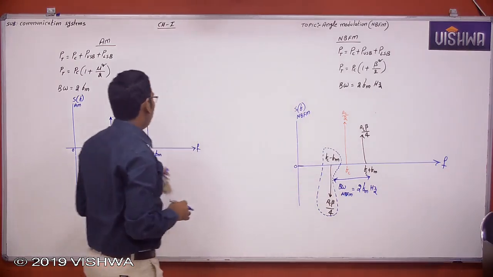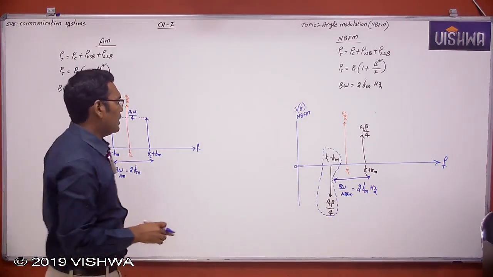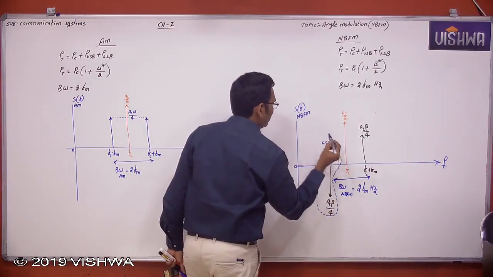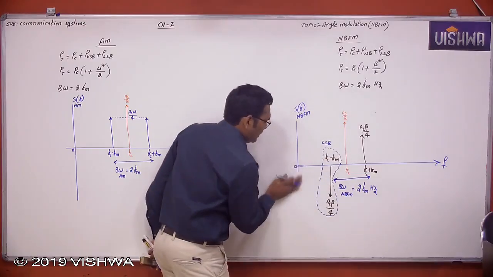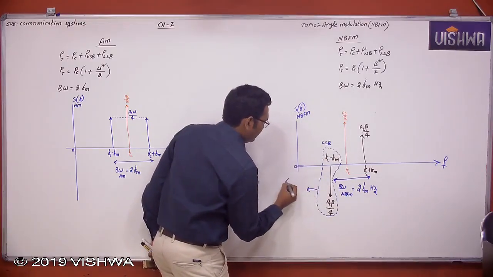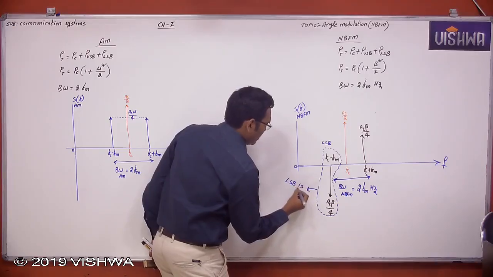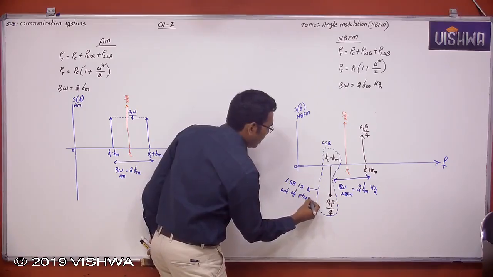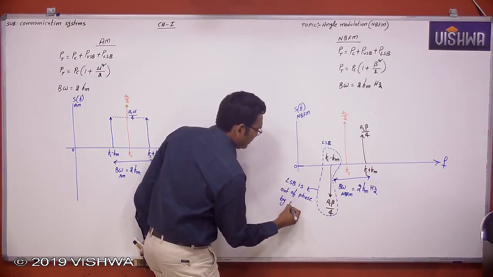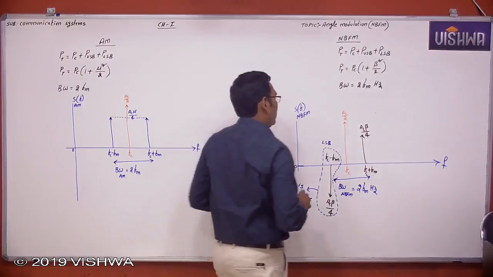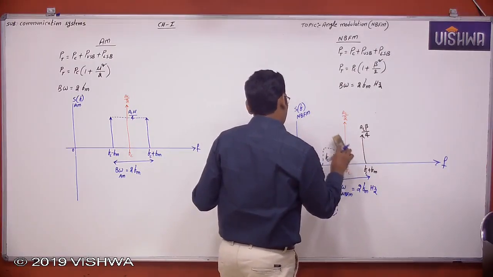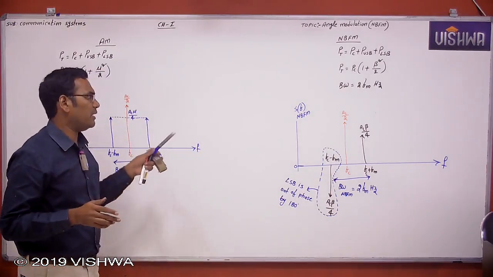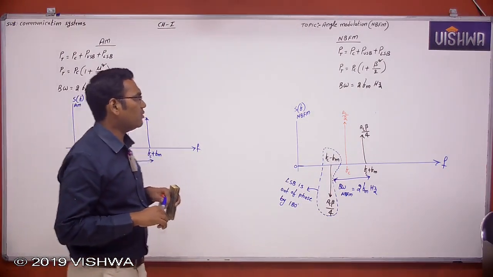Okay, the only difference between AM and narrowband FM is that in narrowband FM the lower sideband, LSB, is out of phase by 180 degrees. In narrowband FM, the lower sideband is out of phase by 180 degrees. Okay, this is the major difference between AM and narrowband FM. Okay, note down.